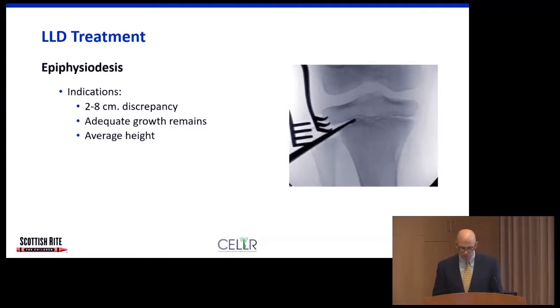Classic indications are 2 to 8 centimeters of discrepancy. I need to change that back to 2 to 5 centimeters. Really, again, 8 would be too much. There has to be adequate growth remaining. So we usually say there has to be at least 2 years of growth remaining to make the epiphysiodesis worthwhile.